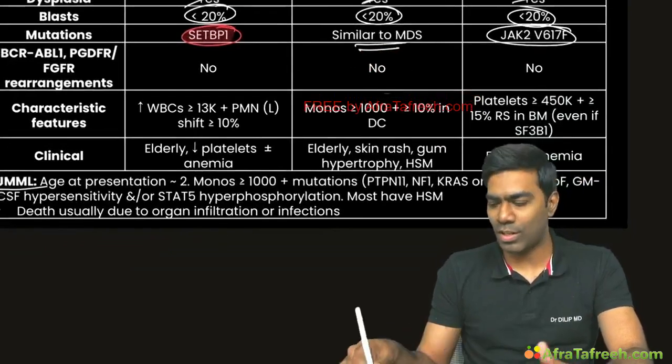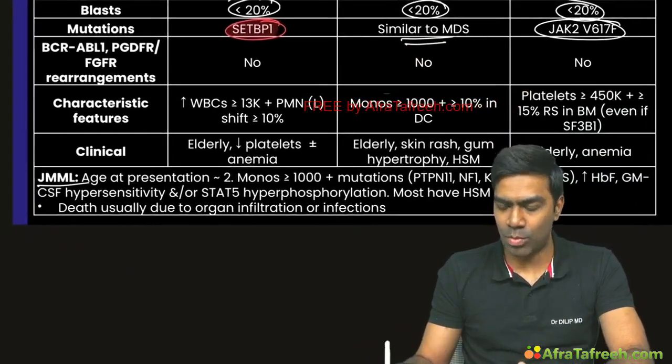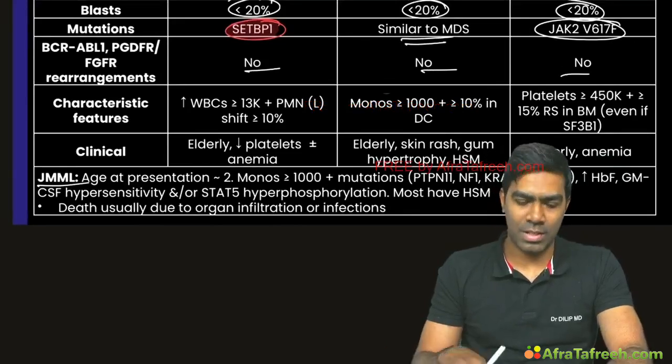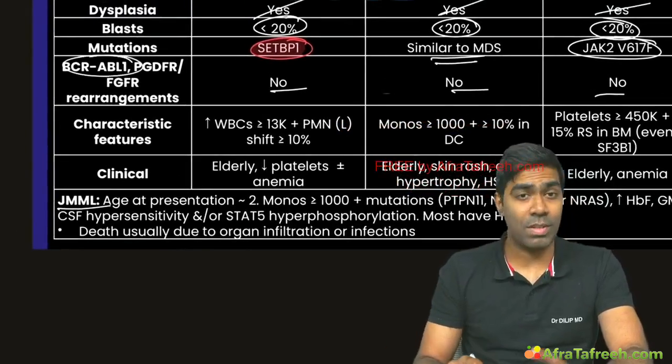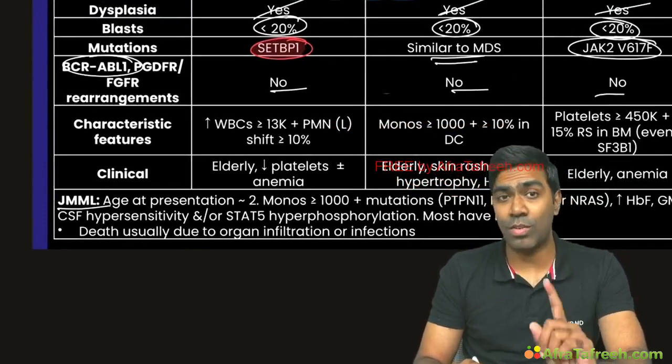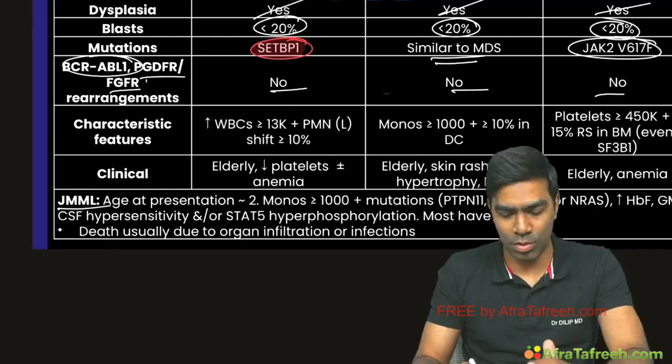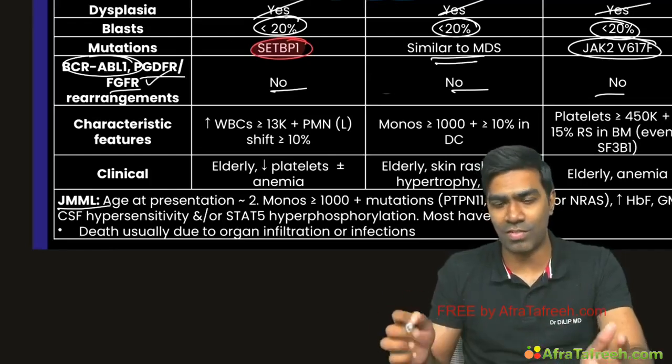And you have to definitely rule out other myeloproliferative neoplasms. That's why you need to look at some genetic abnormalities, and you have to prove that the patient does not have the BCR-ABL1 fusion, because you have to rule out CML, and you have to rule out the MPN variant of hypereosinophilic syndrome also. That's why you have to rule out the PDGFR and FGFR rearrangements also.